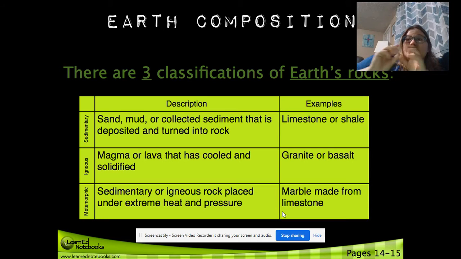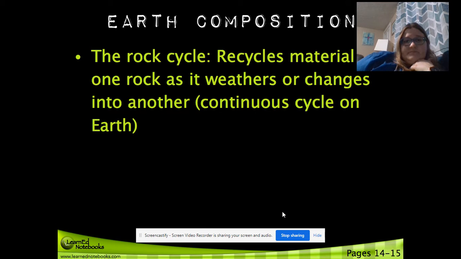Metamorphic. Morph means to change. Metamorph is to change. Sedimentary or igneous rock placed under extreme heat and pressure. So you have those 2 different types of rocks. You add some more heat, you add pressure pushing on it, and it can change. So we make marble from limestone. Marble's really pretty, expensive. Limestone is just kind of gross, actually. It's like gray rock. But it becomes something very pretty once you add the heat and the pressure.